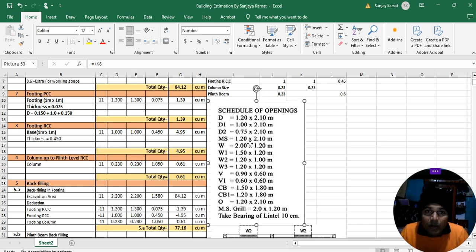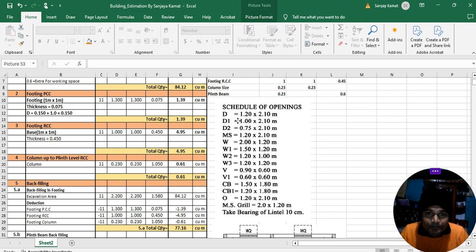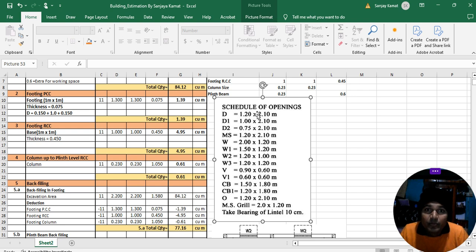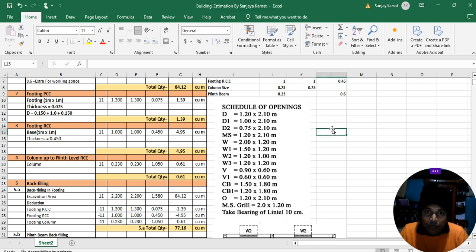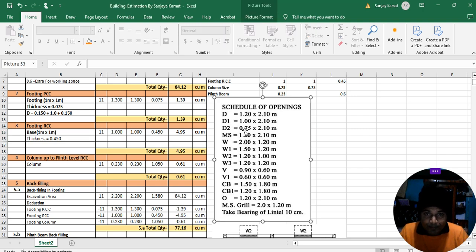So we will do the estimate for door D1, which will be of dimension 1.20 by 2.10 meter, and similarly for door D1 also, which is 1.00 by 2.10 meter, and similarly we will estimate for door D2, which will be of dimension 0.75 by 2.10 meter.